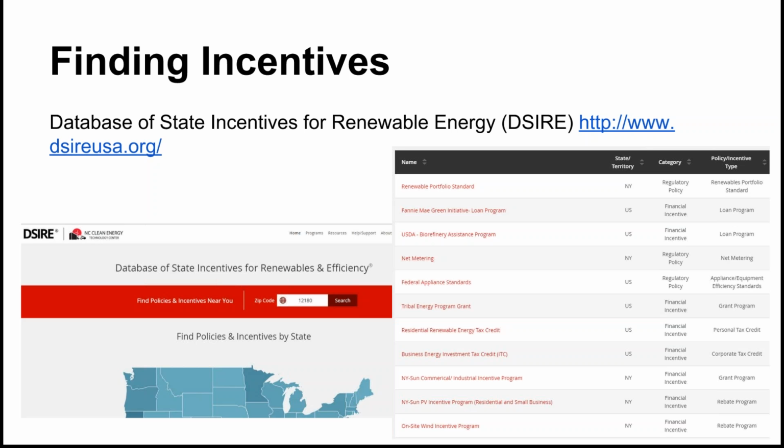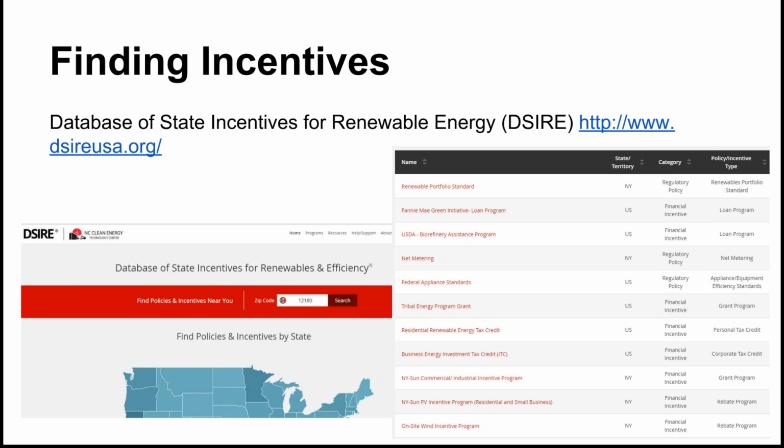And so you see this list on the right here. There's a whole bunch of different things. There are grants that give people money to do energy retrofits. There are renewable energy tax credits for residential areas. You can see one about 2/3 of the way down is the commercial industrial incentive program. So that one's specific to commercial and industrial buildings.